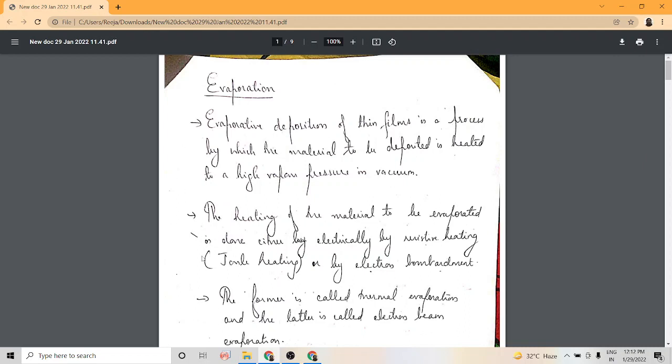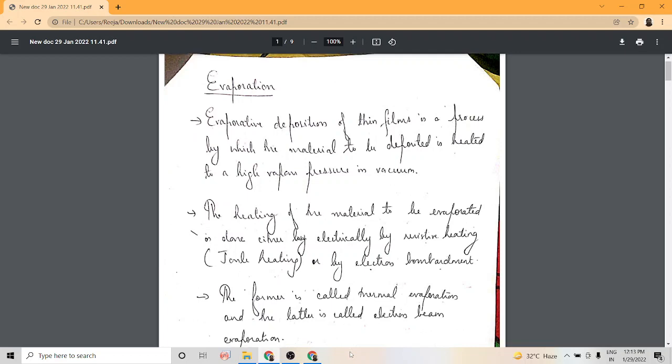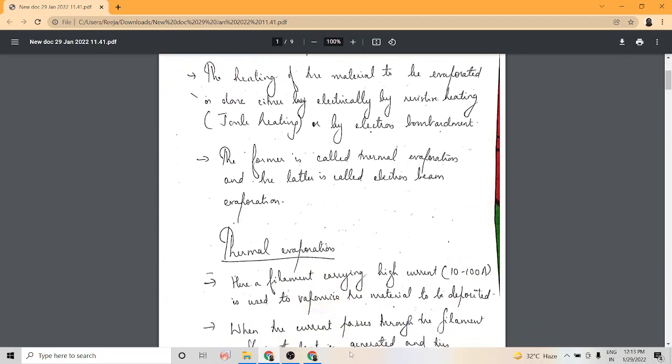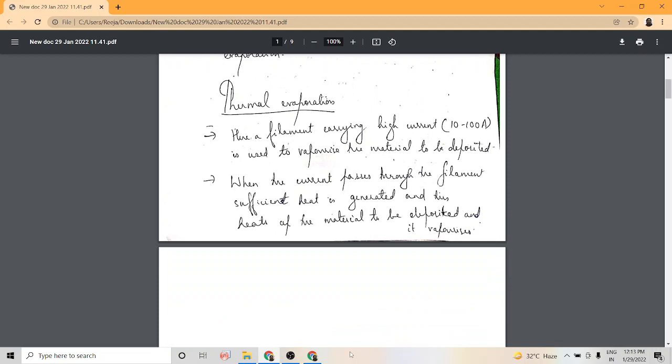So I hope this is clear to you. That is, here the thin films are formed when the material to be deposited is heated and the material gets vaporized. The vapor atoms then condense on the surface, that is the substrate, and the thin film is grown there. Now, heating of the material can be done either by resistive heating or by electron bombardment. If it is done by resistive heating, then the method is called thermal evaporation, and if it is by electron bombardment, then electron beam evaporation. So, first let us go to thermal evaporation.